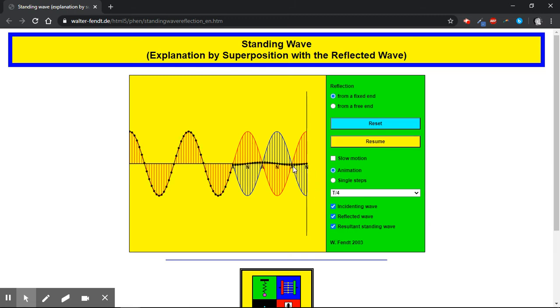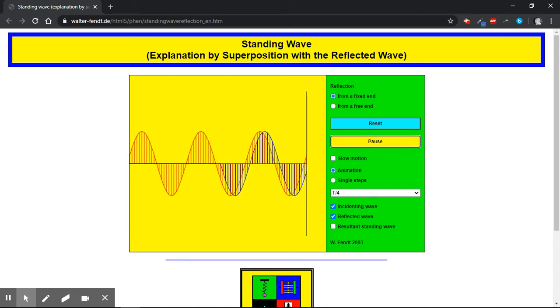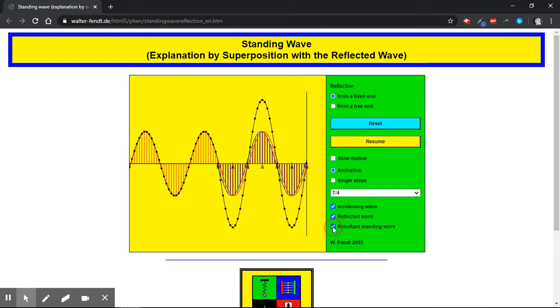N, A, N, A, N. Okay, and you're like, okay, so what's happening? So you can see they're interfering with one another. And I think you get the point at this point.